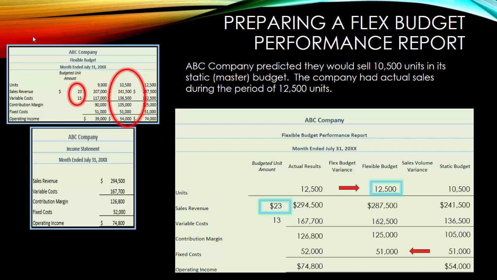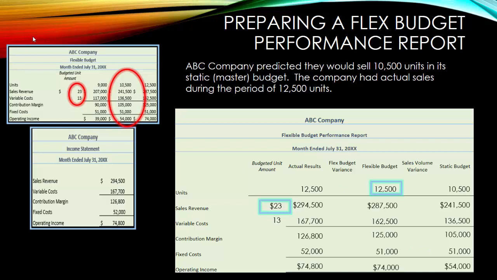And because operating income is contribution margin minus fixed costs, we're going to have operating income on our flex budget of $74,000. Our operating income should have been $74,000, seeing that we made and sold 12,500 units.